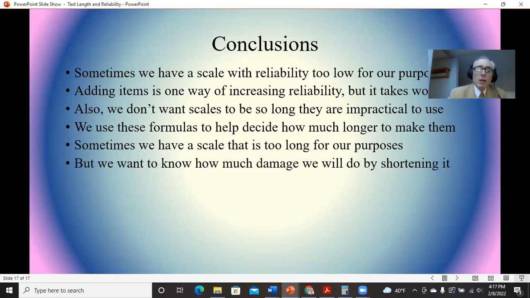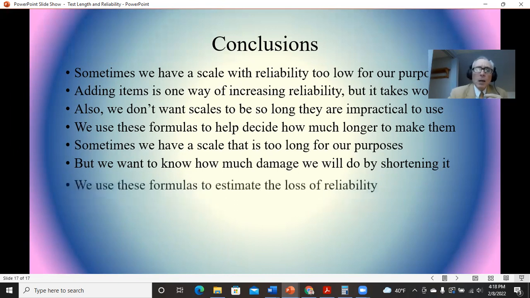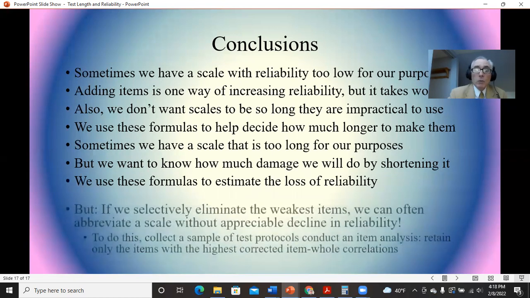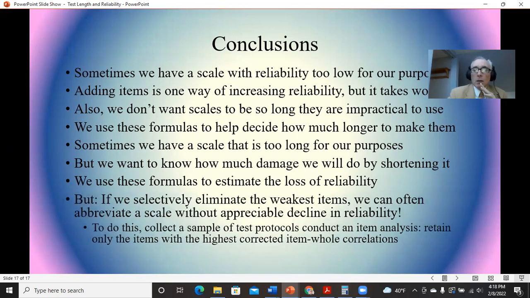On other occasions, less frequently, but it happens, we have a scale that's just too long, and we're willing to make a shorter version, but we want to know how much damage we're going to do to it in the process. Here, again, we can use these formulas to estimate how much we're going to lose. But again, I want to emphasize that in the not uncommon situation where you're trying to shorten a test, you really want preferably to eliminate just the weakest items, to be more selective. And often when you do this, as we saw in the example just now, you can do it with minimal effect on the overall reliability of the scale, sometimes to a remarkable degree.